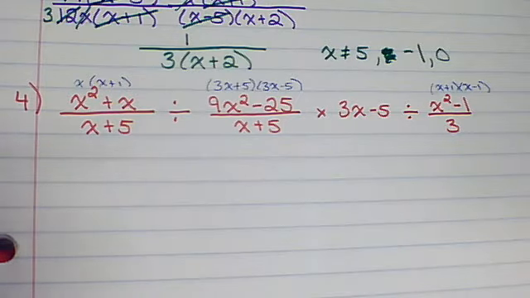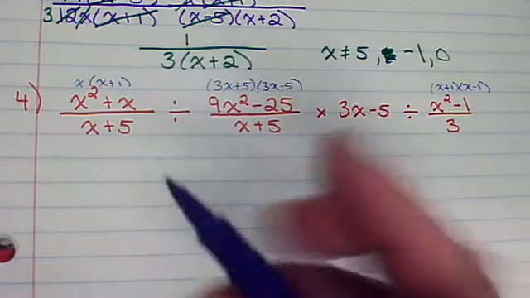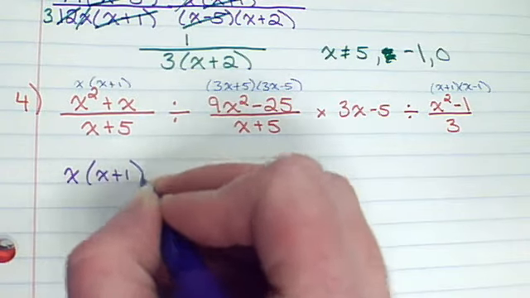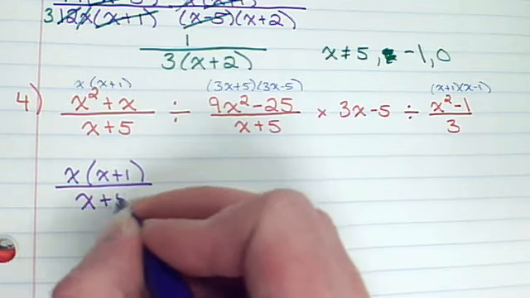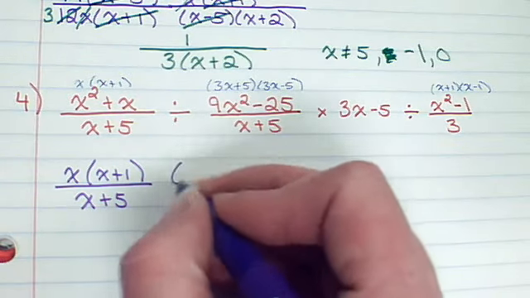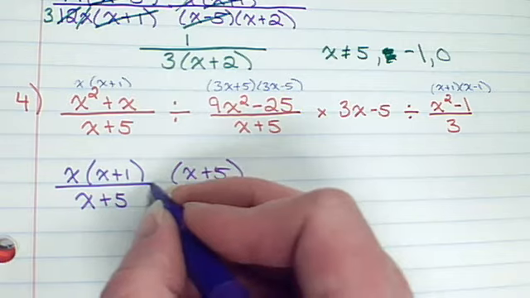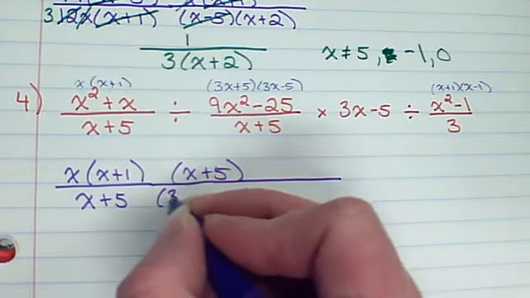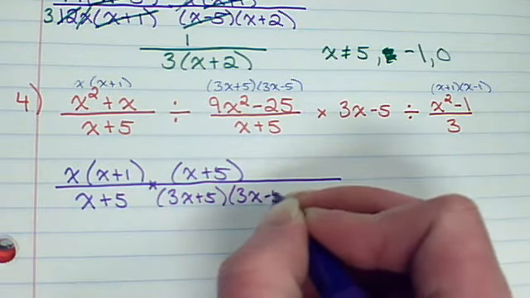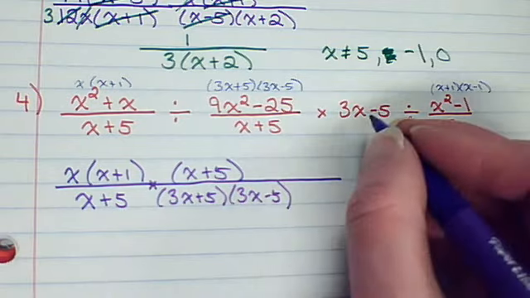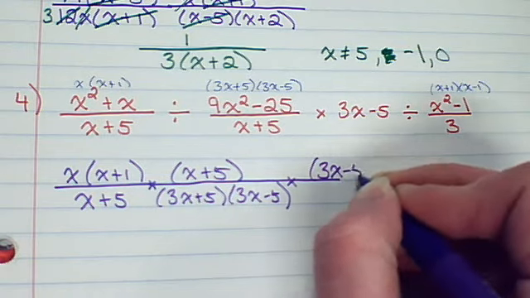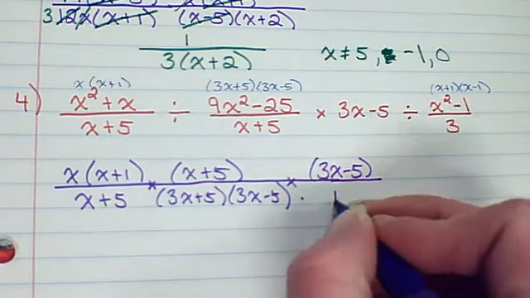So now let's rewrite it and see what we have. Here's that numerator. That's x times x plus 1. x plus 5 was in the denominator. We're going to multiply by the reciprocal. So this denominator goes up top. That becomes x plus 5. And the numerator, 3x plus 5, 3x minus 5. Now, 3x minus 5 by itself, that would really be over 1. So that's 3x minus 5 over 1, which I really don't need to write times 1, but I will.